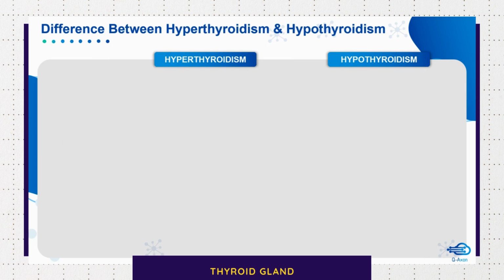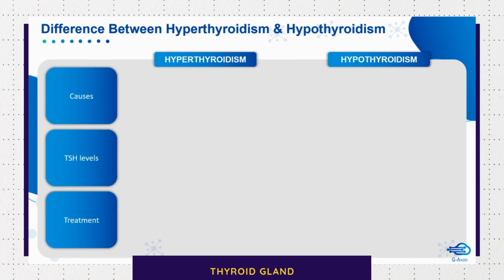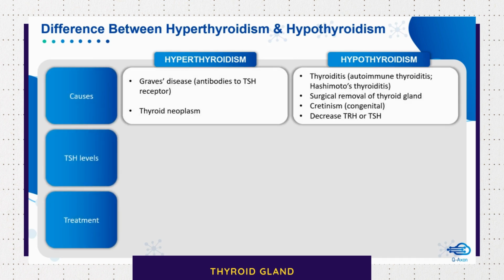Let's see the differences between hyperthyroidism and hypothyroidism. Hyperthyroidism can be caused by Graves' disease or thyroid neoplasm. Hypothyroidism can be caused by thyroiditis, surgical removal of thyroid gland, cretinism, or decrease in thyrotropin releasing hormone or thyroid stimulating hormone.